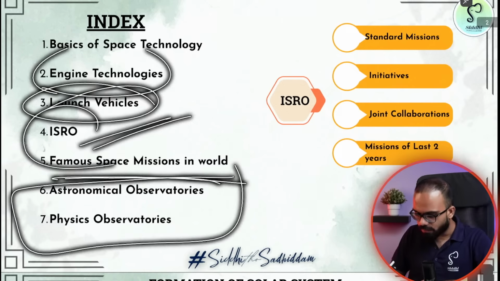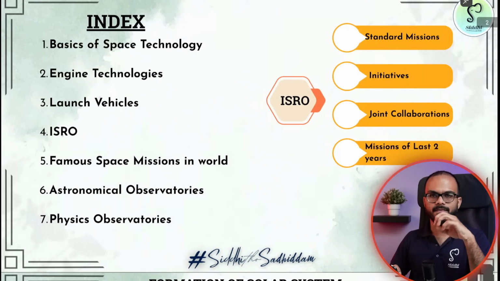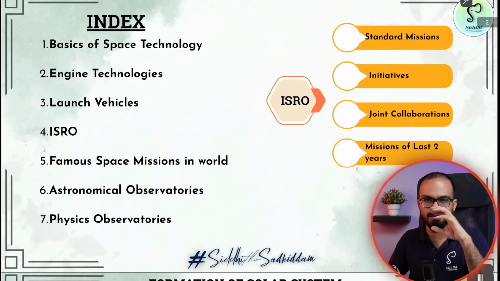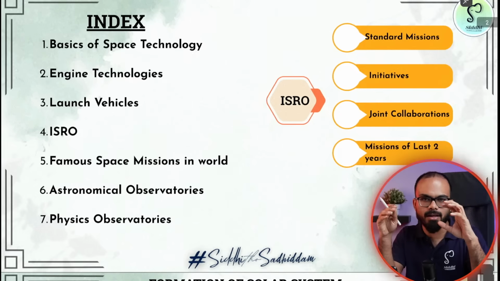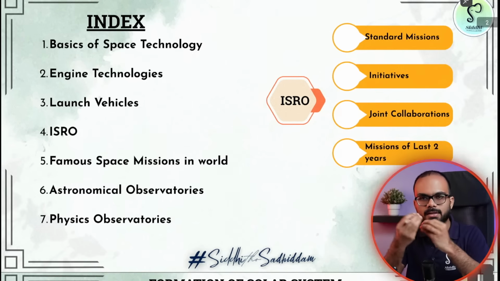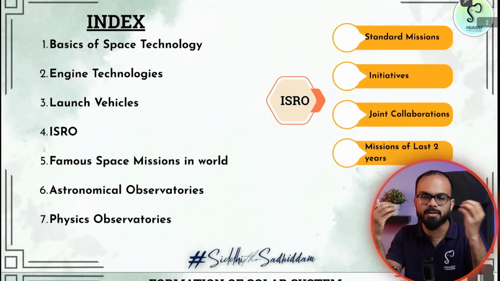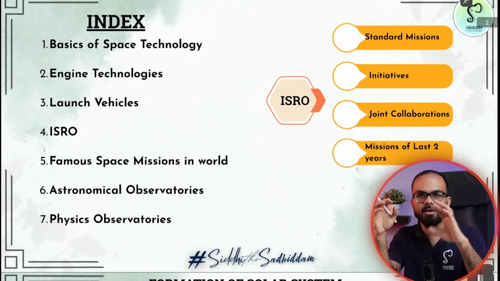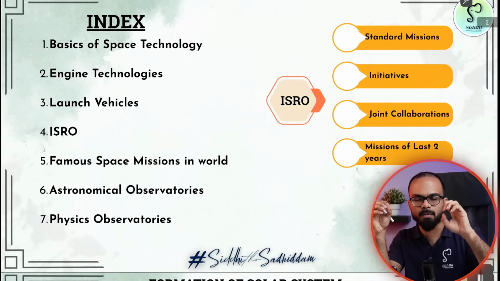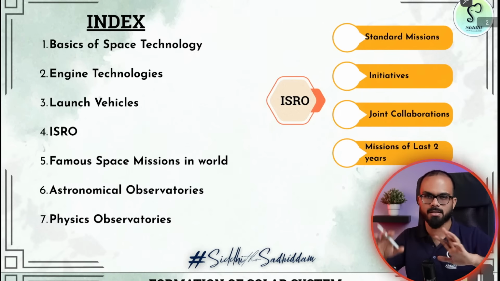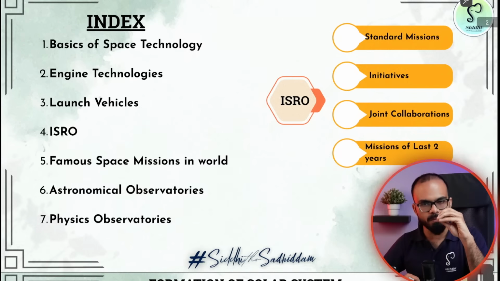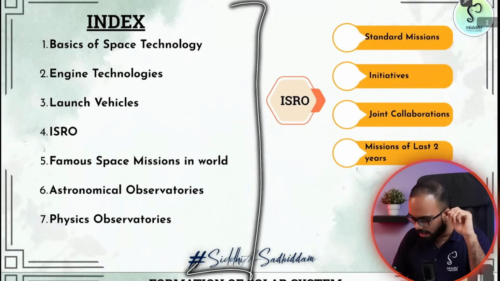Then there are observatories. Observatories are places from where we look at the stars, we look at the sky, and we look at our constellations and try to understand how things are moving, what the relative positions of one with respect to the other are. All those things we do from observatories, and such places are called astronomical observatories. So this is our index of the class.